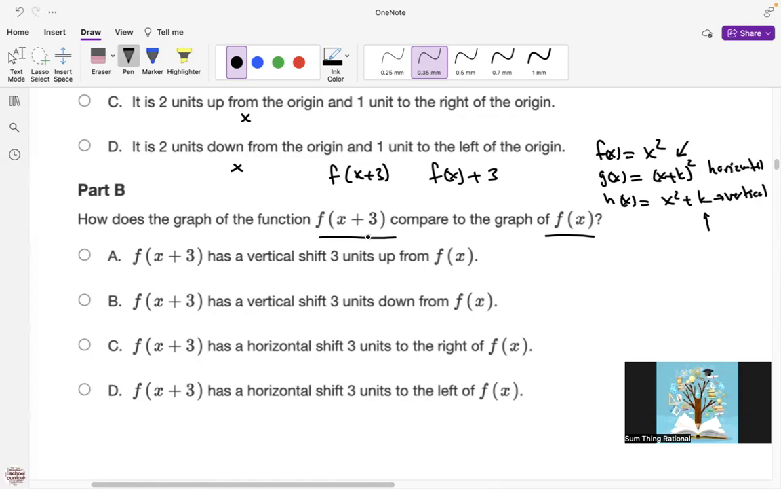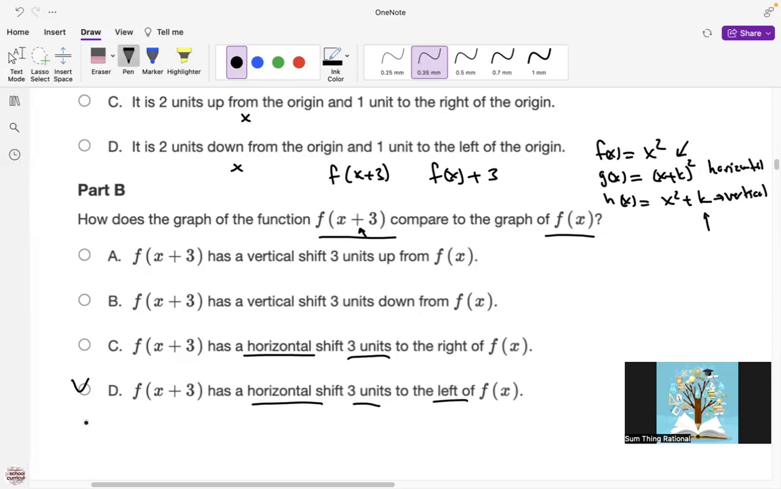So when we are talking about a horizontal shift, we need to check the sign in front of the 3. The sign in front of the 3 is positive. If it is positive in a horizontal shift, we need to think about the reverse movement. So if it is plus, it should be moving to the left side. It is a horizontal shift moving to the left. We need to check the options. There are two horizontal shift options here: 3 units, definitely not to the right, moving to the left of f of x. So option D will be the correct option.